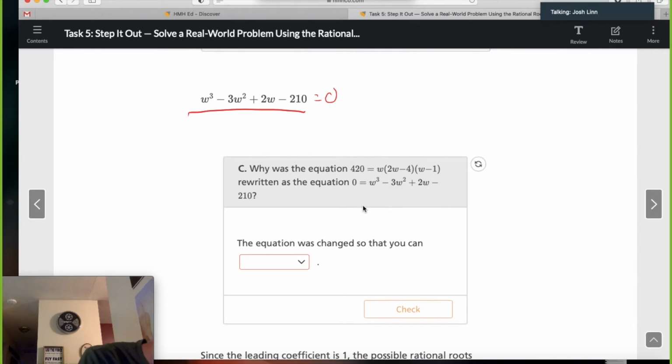So since our leading coefficient is 1, our constant term is negative 210. So the only thing we're going to be worried about is the negative 210. So we're going to list out those factors. I totally know those off the top of my head.